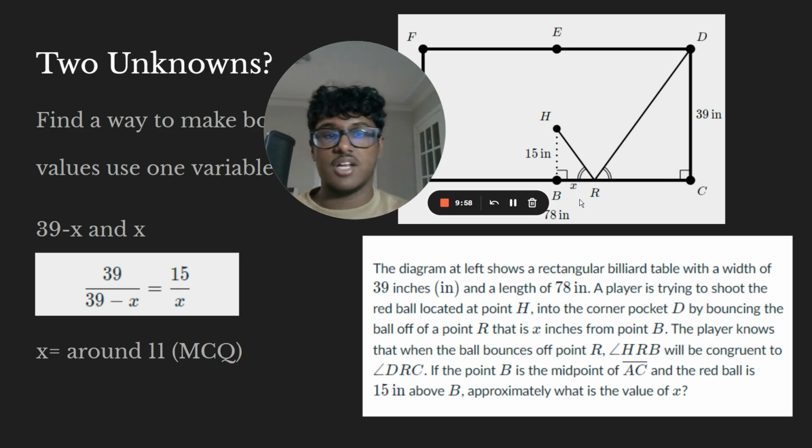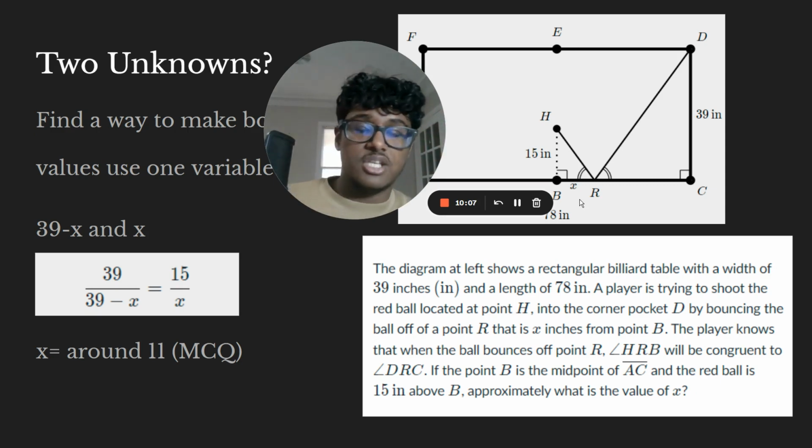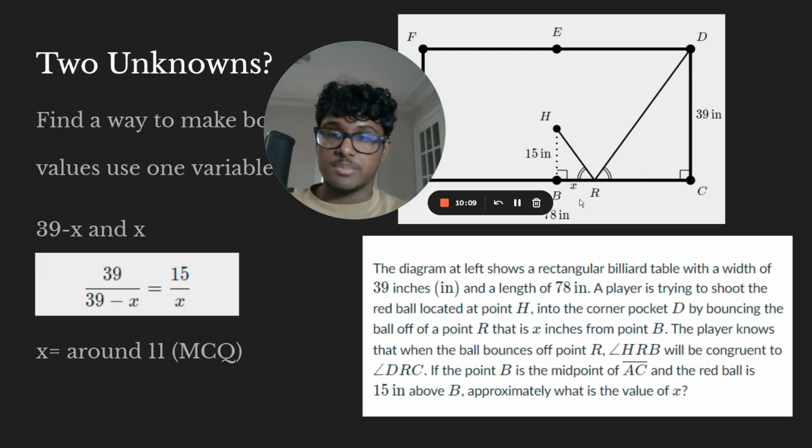Now, in this specific scenario, I told you the proportion already. We know that the lines have to be proportionate because the angles are. We can do a simple proportion. And this is an MCQ, and it was asking us what is approximately the value of X. And you'll get an answer that might be a little bit above 11, and that was the closest answer choice, 11. So the answer is around 11. On the MCQ, you would just pick 11.